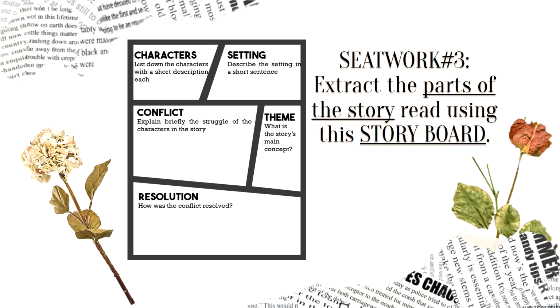First, list down the characters with a short description of each. Next is the setting. Describe the setting in a short sentence. No need to write a paragraph, just a short sentence. Explain briefly the struggle or the problem of the characters in the story. That is for the conflict. For the theme, kindly write what is the story's main concept, and how the conflict was resolved for the resolution. So again, all you have to do is write short sentences, not paragraphs.